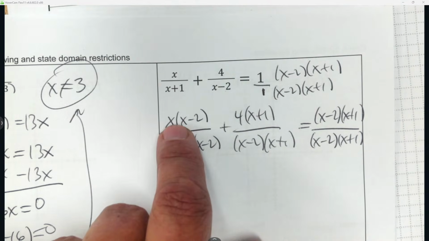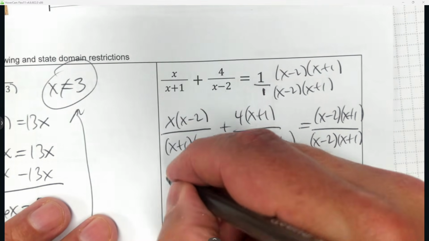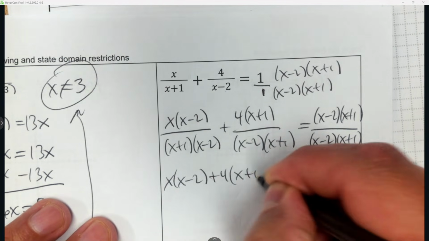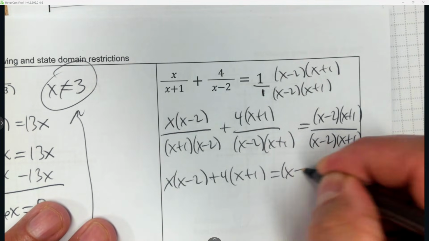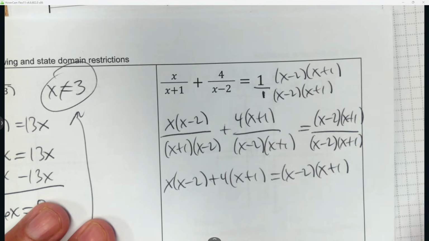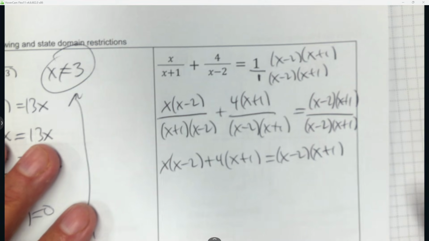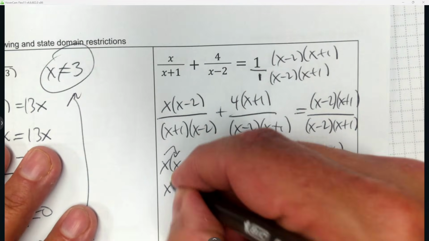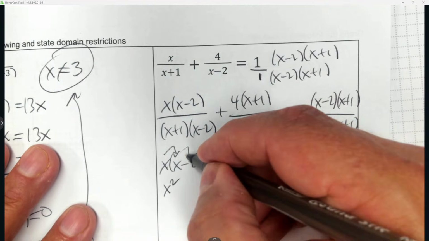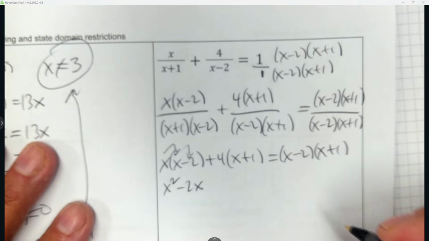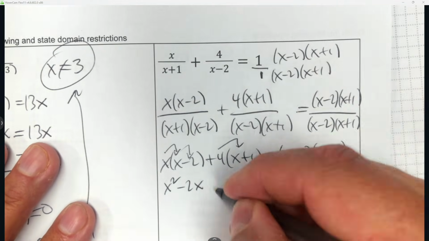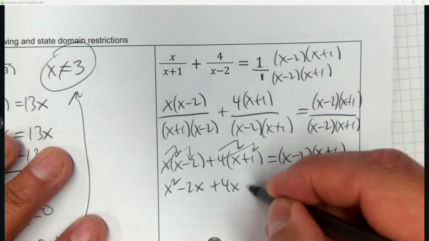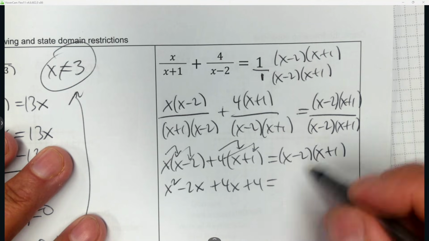All right, I'm only going to write down the numerators. So we have x minus 2, I have 4, x plus 1, and I have x minus 2, x plus 1. Just the numerators. We're going to multiply it out. X times x, times negative 2, 4 times x, and 4 times 1. Now this one we have to FOIL.